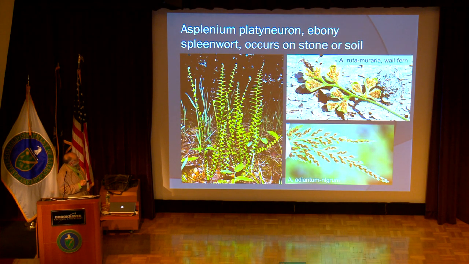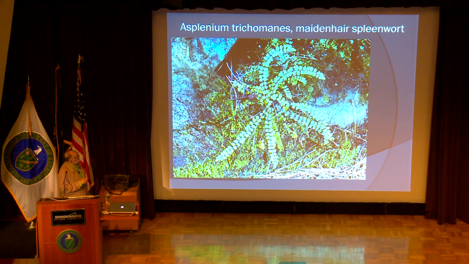Here's Asplenium platyneuron, the other fern I found in Fort Totten. You can also find it occasionally in the woods; I found it once in Stillwell Woods. And here are other aspleniums to show you what the linear indusia look like on this type of fern. Here's a pretty fern, the maidenhair spleenwort, which I don't see a lot of on Long Island, honestly.